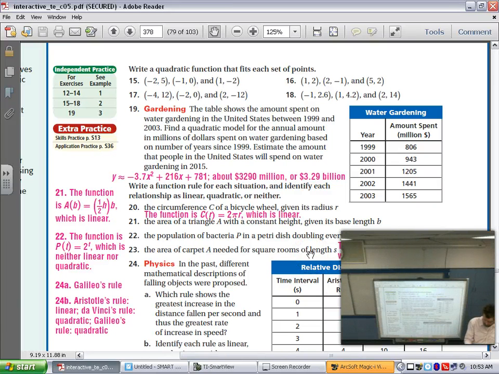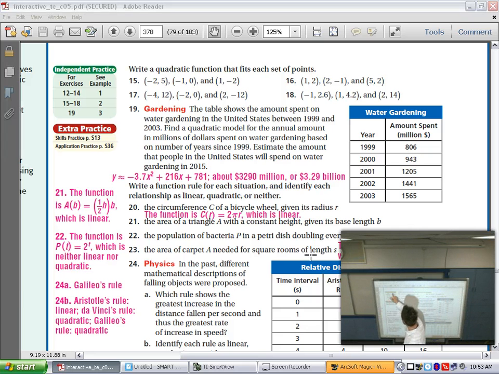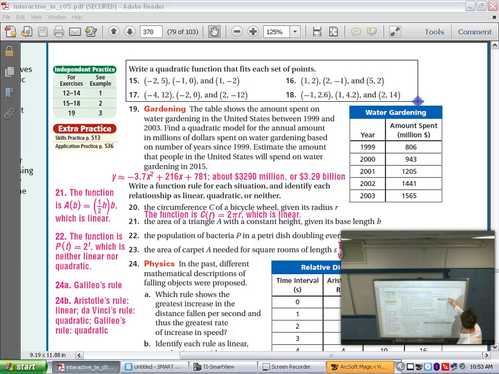Calculator give us the equation, right? Okay, so that is absolutely what you would want to do here.